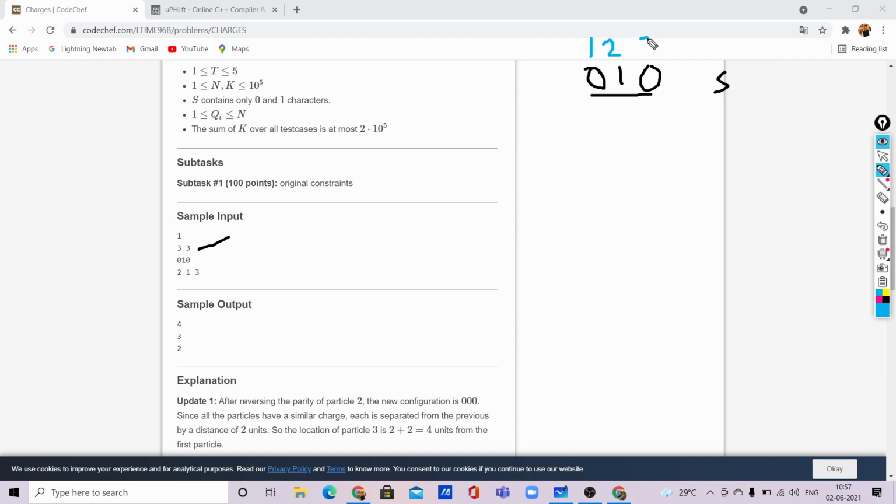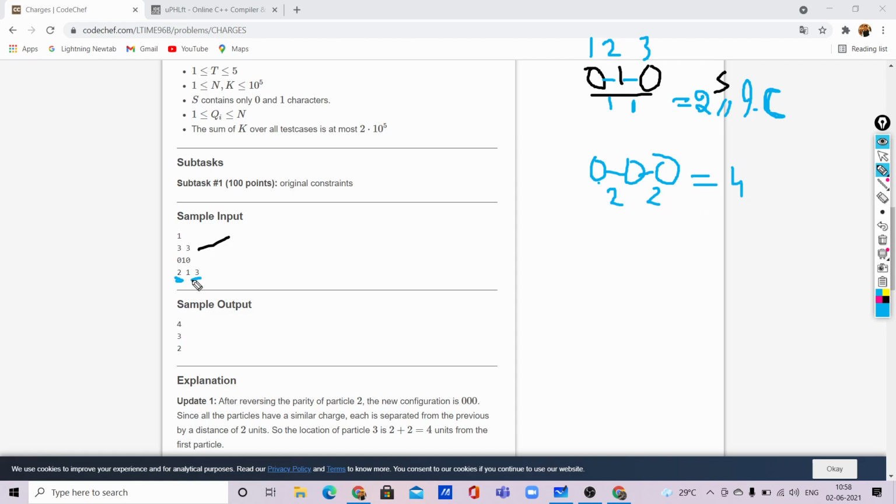1, 2 and 3. Now the distance between 0 and 1 is 1, and 1 and 0 is 1 because they are of opposite charge, so the output is 2. This is the initial case, where the distance is 2. Now he is giving the array, and the first update is at 2. Means at position 2 it is 1, so in the next step it will be converted into 0. So now the distance between the first and last is 2 plus 2, it is 4.